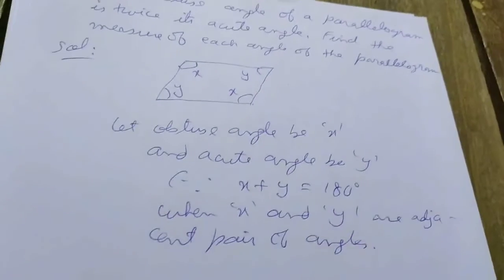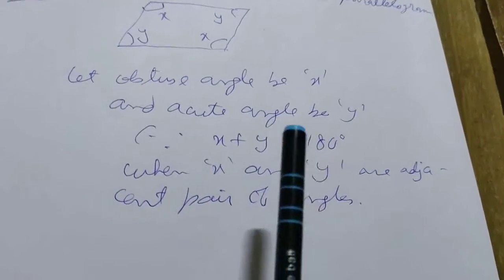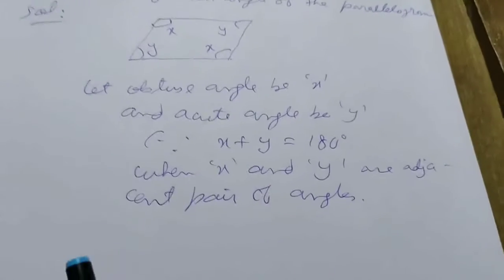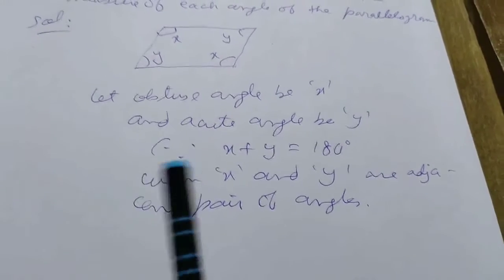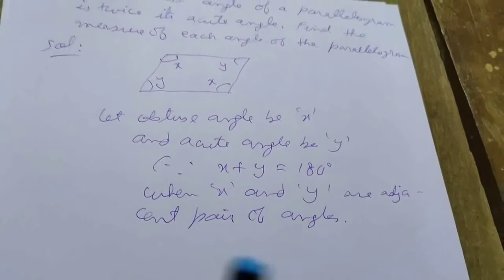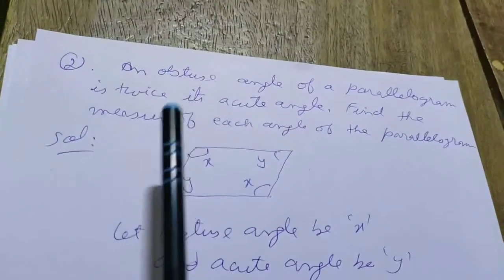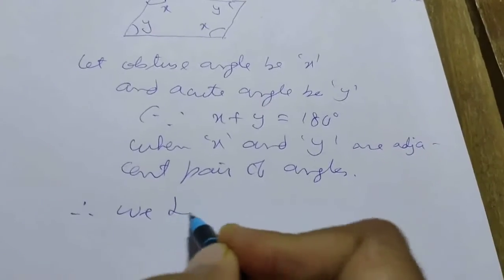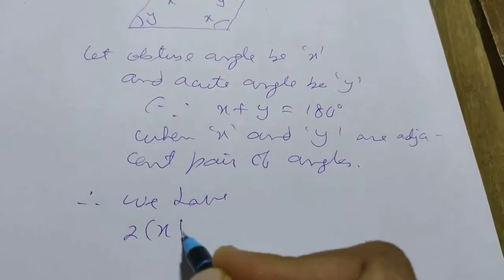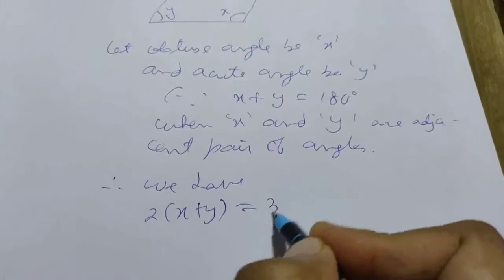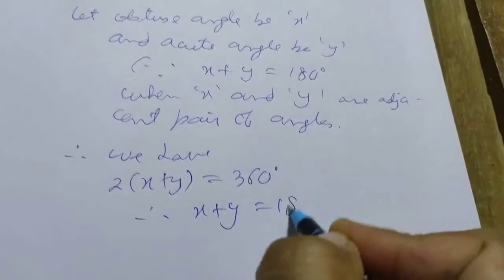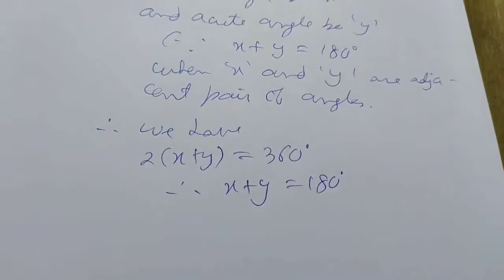And of course if x is an obtuse angle, y should be an acute angle, because if x and y both are obtuse, their sum will be more than 180 degrees. Now let us see the relation between them. We know that the sum of all the four angles of a parallelogram is 360 degrees. Therefore we have 2 times x plus y equal to 360 degrees. That means x plus y equals 180 degrees.